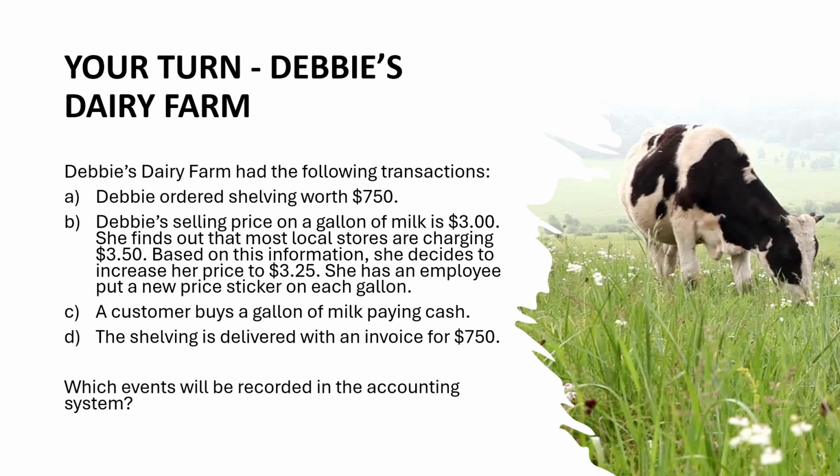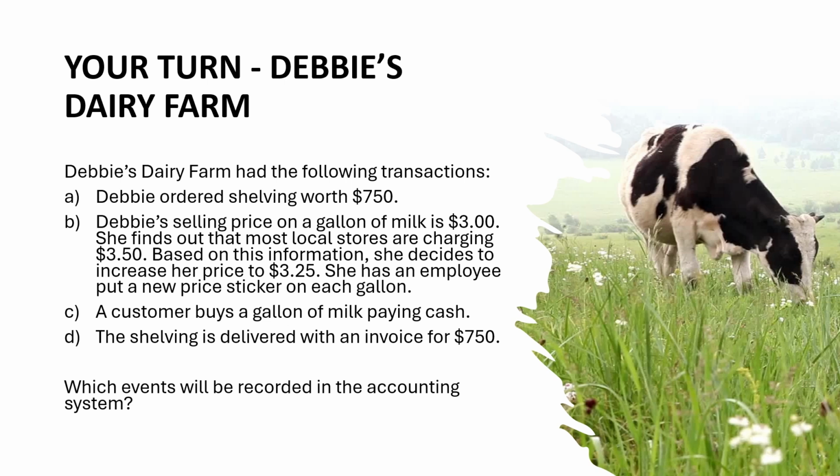The third example, a customer buys a gallon of milk, paying cash. So Debbie now has a transaction to record because she has received the cash and the customer has gotten some of her inventory milk. She has an increase in one asset, cash, and a decrease in another asset, inventory. She needs to record this transaction. She actually earns some revenue.